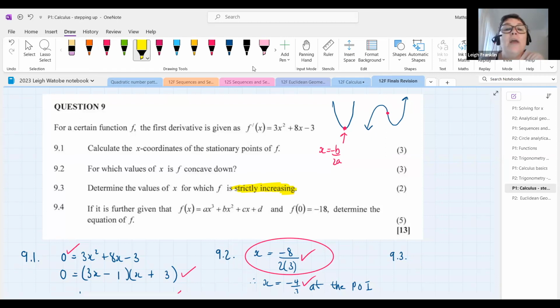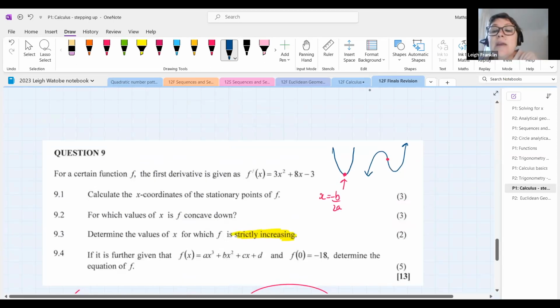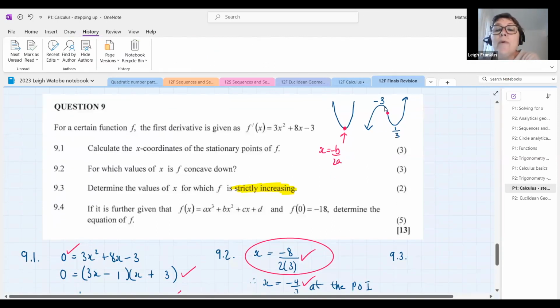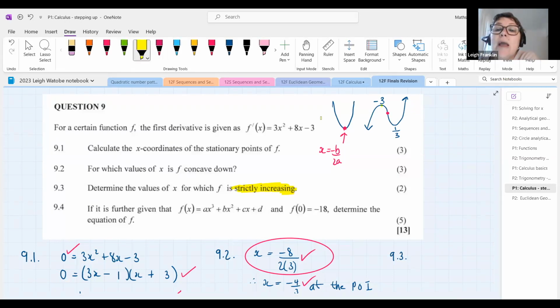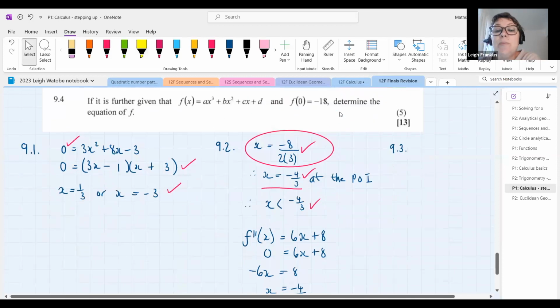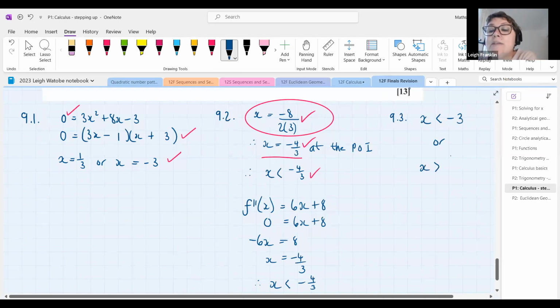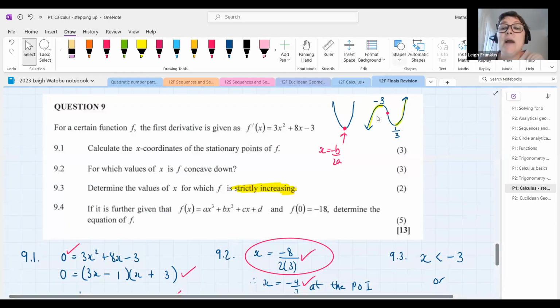All right, so if we just go back and pop our turning points on here, obviously -3 would be that one over there, and 1/3 would be that one over there on the right-hand side. So where it was strictly increasing is going to be where the gradient is positive. So it has to be that part over there, and that part over there. So it has to be where x is smaller than -3, or where x is greater than 1/3, but not including.